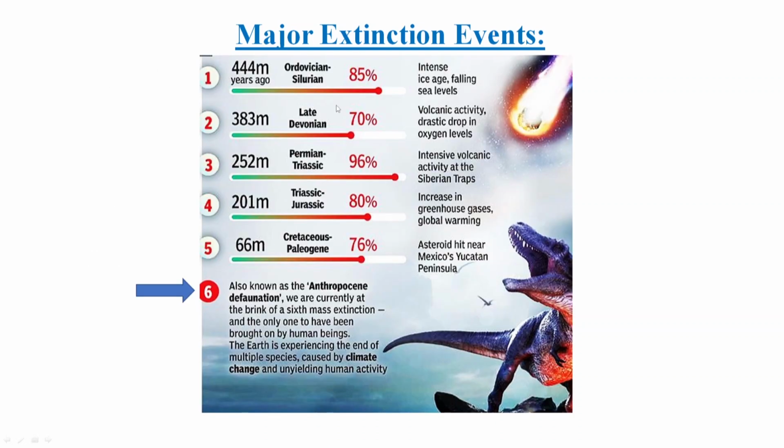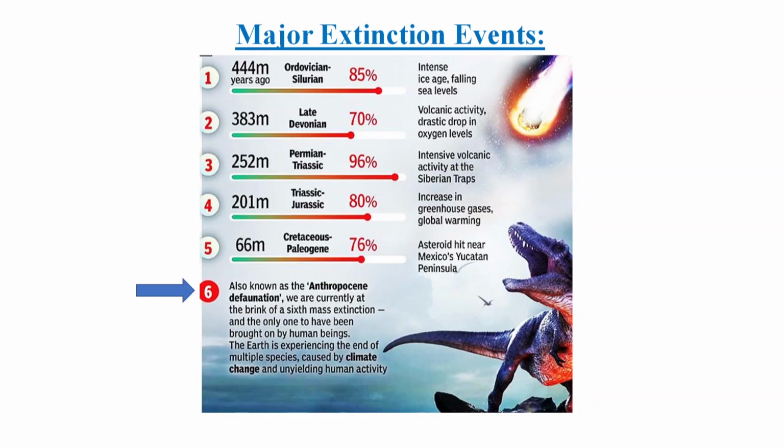So the first event, if I look at this chart, about 444 million years ago, this Ordovician-Silurian mass extinction happened due to intense ice age and falling sea level. Due to this, 85% of the biodiversity got lost. Then again 383 million years ago, in the late Devonian, due to large volcanic activities and a drastic drop in oxygen levels, 70% of the then existing biodiversity got lost.